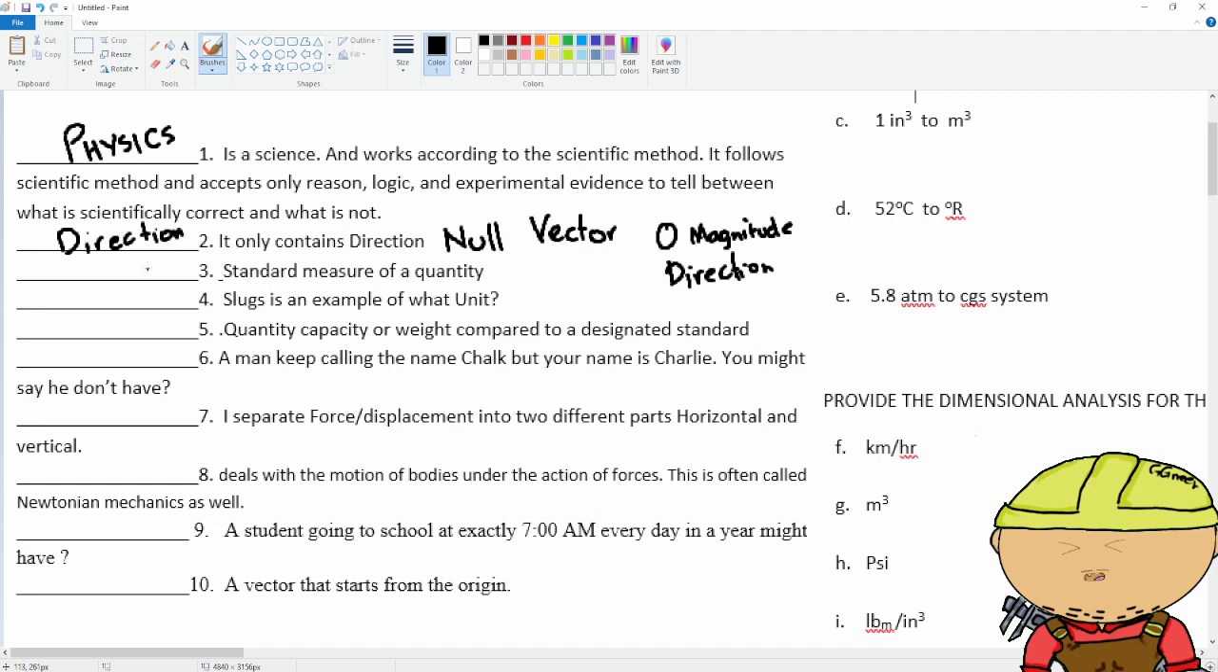It only contains magnitude: scalar. Standard measure of a quantity: unit. Slugs is an example of what unit? Mass, because we know 14.59 kilogram is equal to 1 slug. Quantity, capacity, or weight compared to a designated standard: measurement.